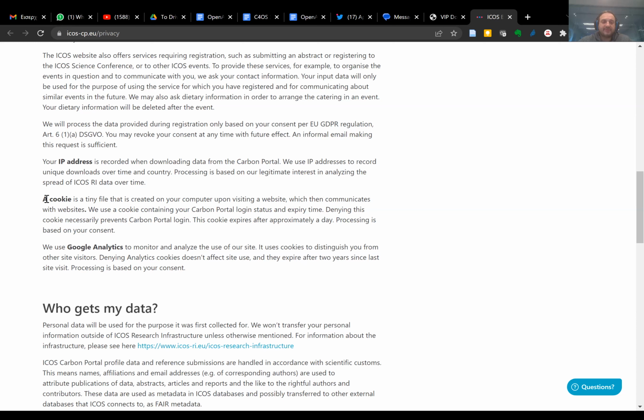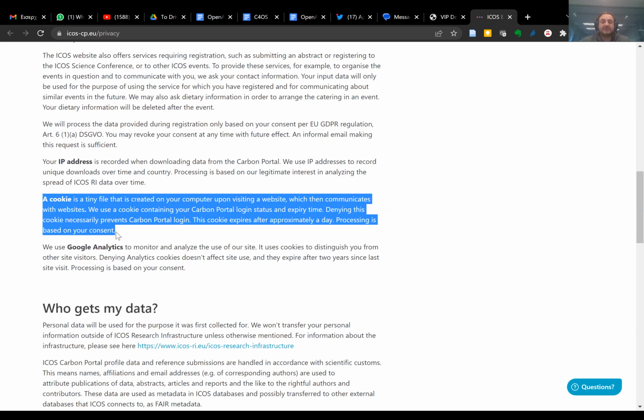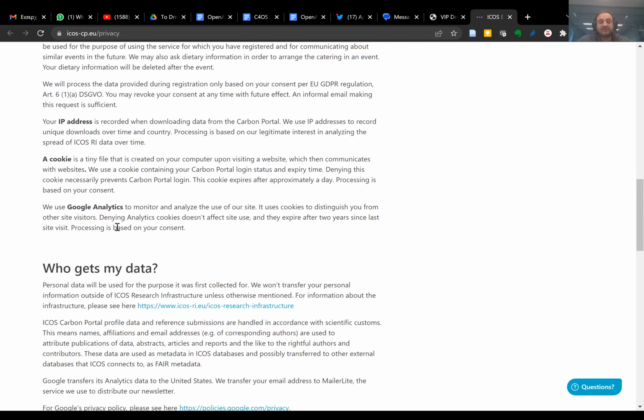Now, again, with cookies, you need to make sure that you differentiate cookies which are necessary for the service to be provided and cookies you can reject. Here it says denying this cookie necessarily prevents Carbon Portal login. So I don't know how exactly it works without having the Carbon Portal login service working. But if you cannot deny it and consent is the legal basis, that is wrong. So I would love to discuss it more.